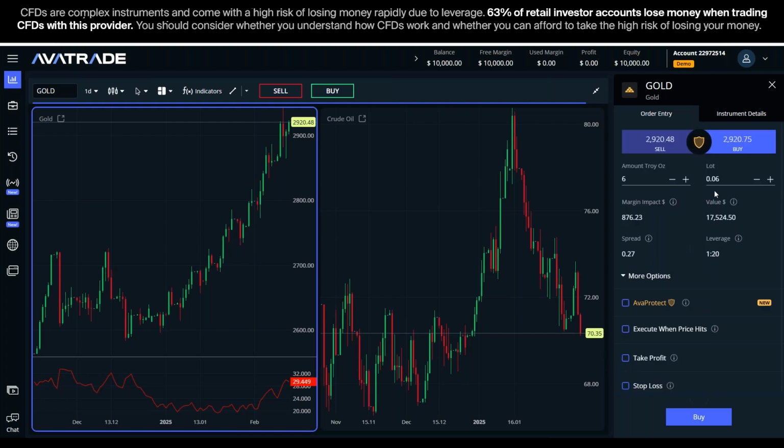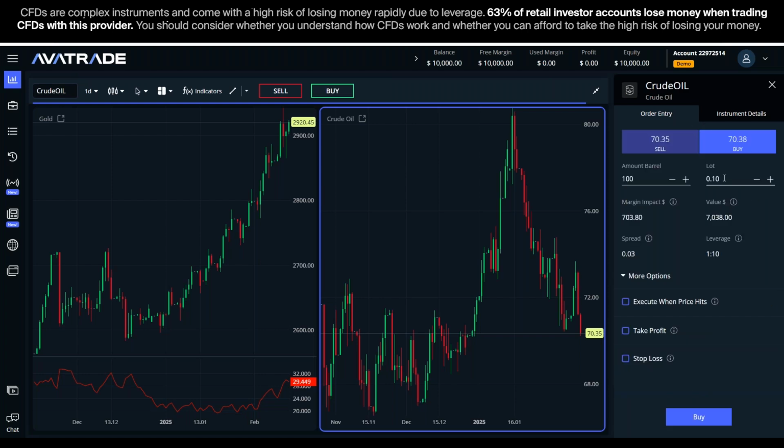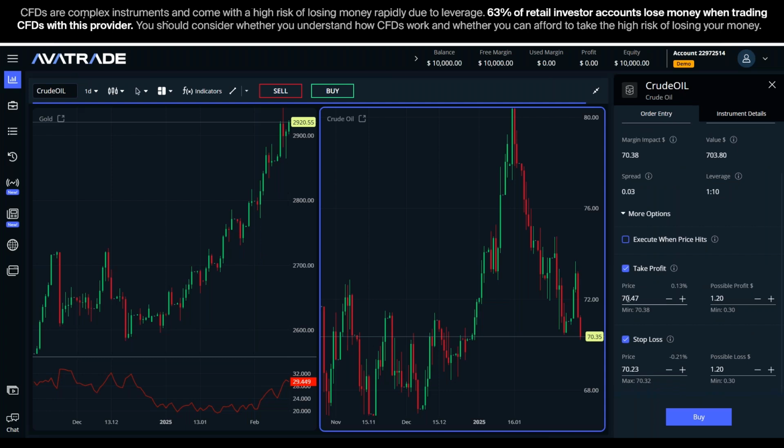which with gold, 0.01 giving us 1. But with oil, 0.01 is giving us 10, yeah? And now each dollar that oil is moving will give us 10, okay, in difference from gold. So if I increase it by 1, we can make $10. If I decrease it by 1, then we can also lose $10, and that's great.